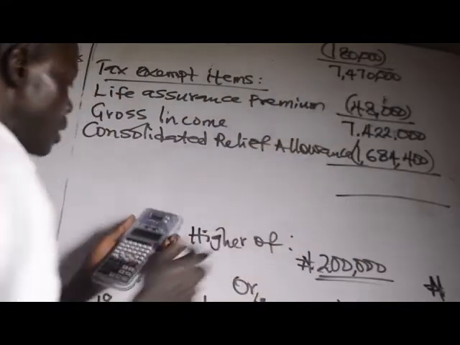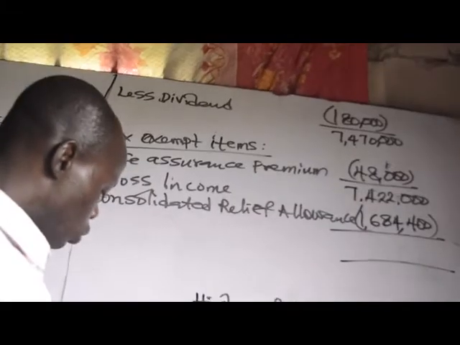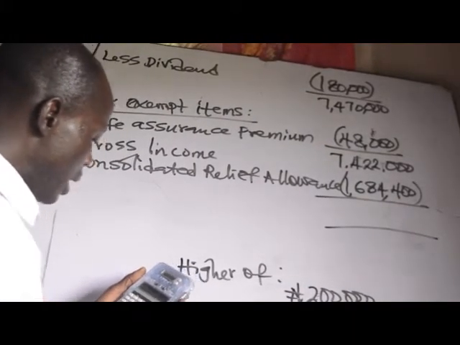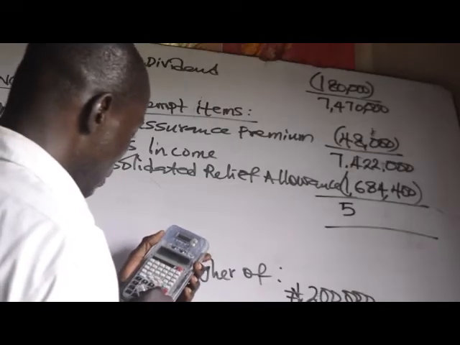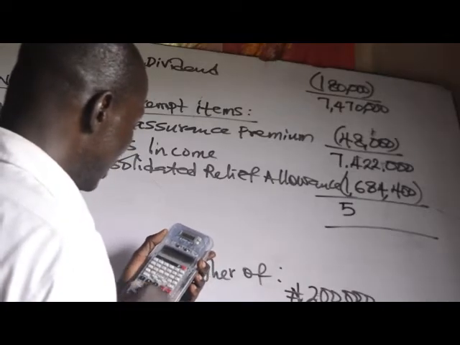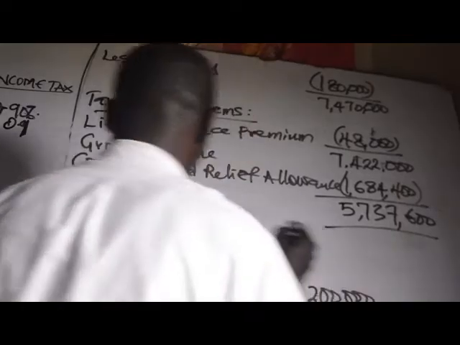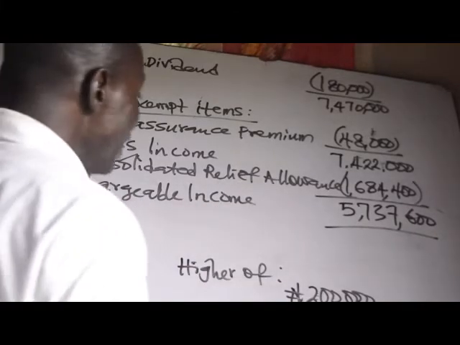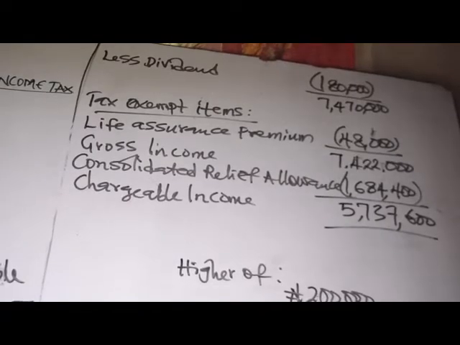You now subtract the consolidated relief allowance from the gross income of 7,422,000. Then you'll be left with 7,422,000 minus 1,684,400. Then you are left with 5,737,600. That is the chargeable income. On this chargeable income, you now apply the tax rate to compute the amount of tax payable.